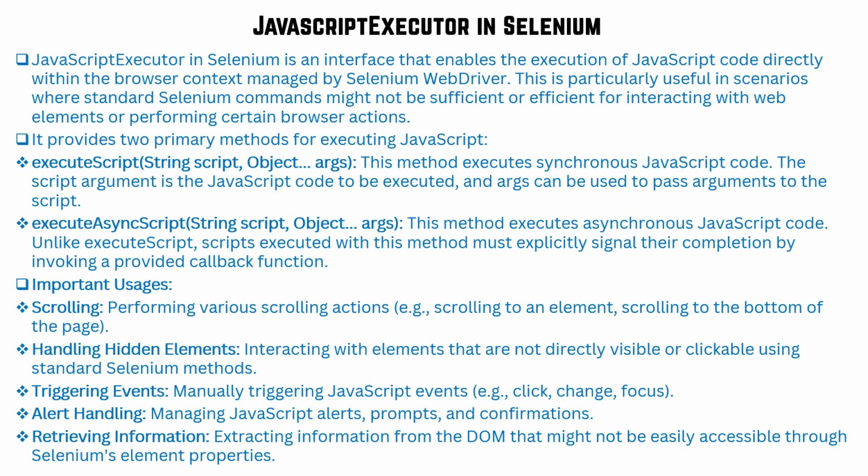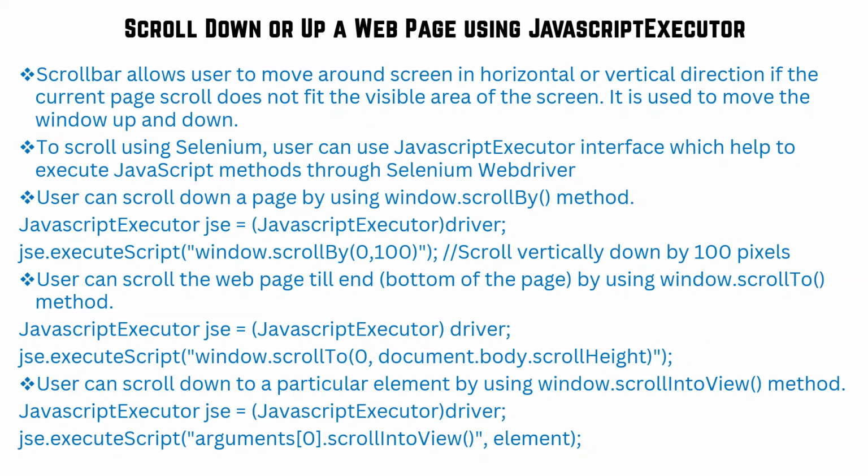Top button or right, left, right. So we can scroll the page. We can handle hidden elements. We can trigger some events, like we can try to click on the option. We can select some drop down. We can change focus. We can handle the alert. We can retrieve information also, extracting information from the DOM that might not be easily accessible through the Selenium element properties. So these are the important things we can do with the help of the Selenium JavaScript executor interface. So let's try to scroll down or scroll up a page with the help of the JavaScript executor.